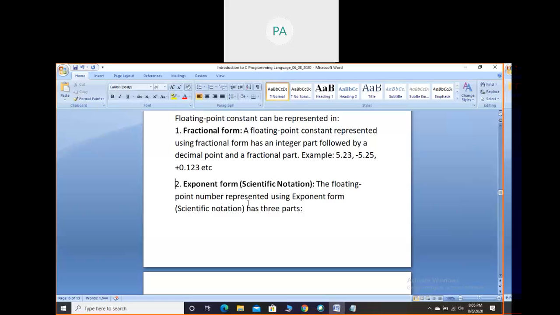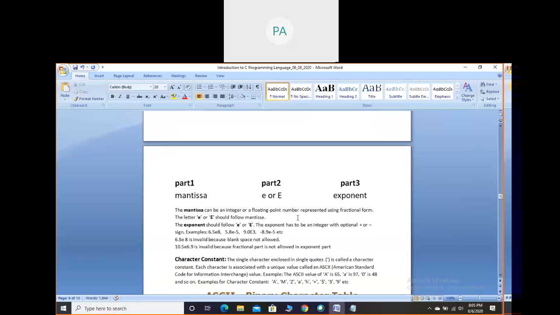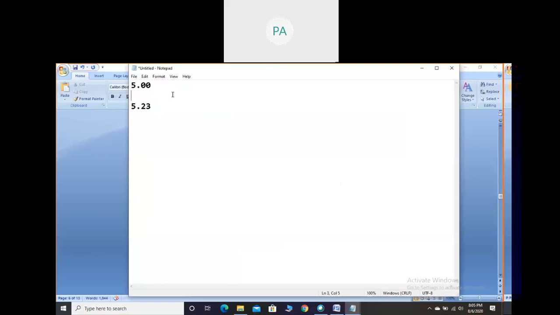The floating point number represented using exponent form, that is scientific notation, has three parts. See, these three parts are not the same as those three parts. Don't get confused here. Here also three parts are there: integer part, decimal point, and fractional part. These three parts we should not consider in exponent form. That is different. For part one, the technical term is Mantissa. For part two, use the letter E, small letter or capital letter. Part three is called the exponent. Again I'm telling, don't get confused with this definition. Here also three parts are there.